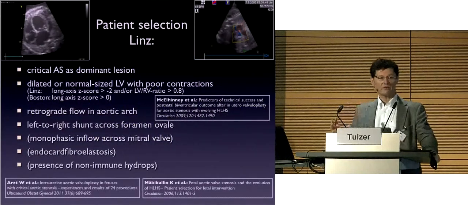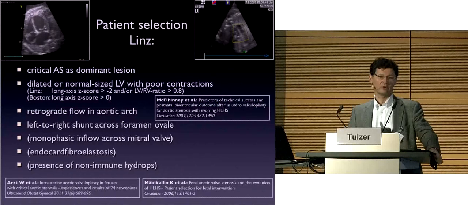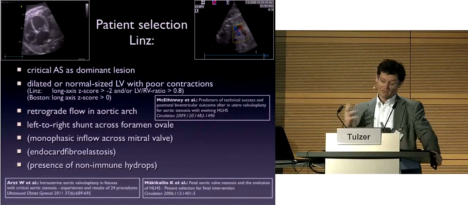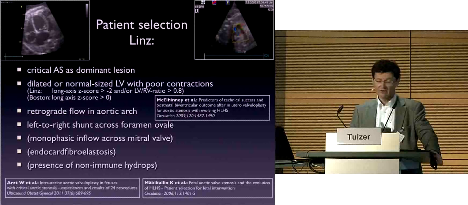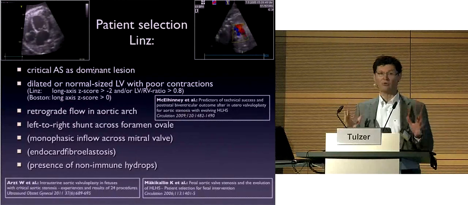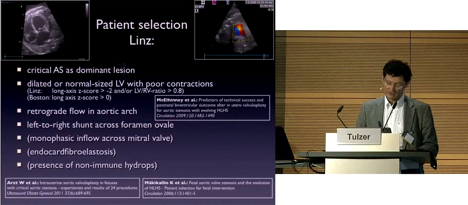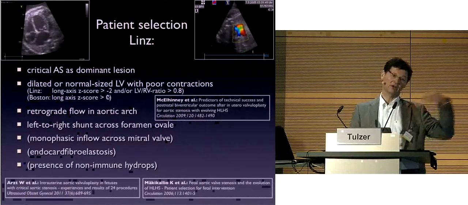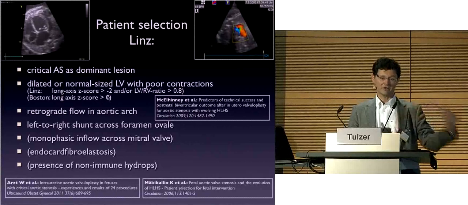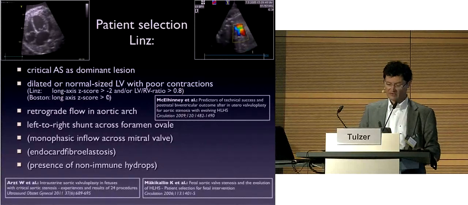So the size of the left ventricle definitely is one important criterion. The selection criteria that we use right now, of course, we want to have critical aortic stenosis as a dominant lesion, and we still want to have a normal size or dilated left ventricle. We had Z-scores of -2, but in late gestation, it's dependent on gestational age, the size of the ventricle.